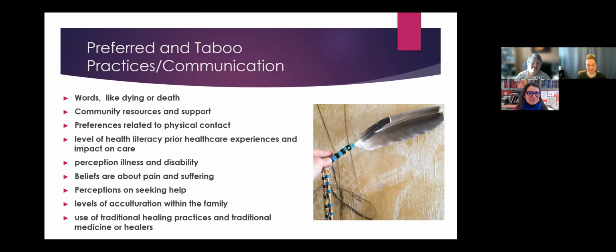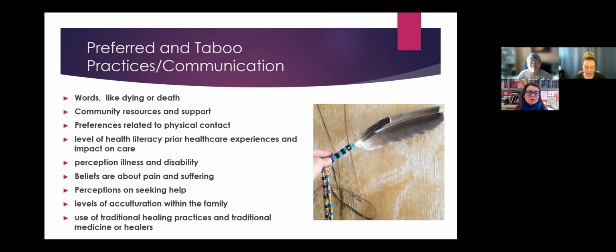So some other thoughts: community resources, preferences related to physical contact. If a procedure requires cutting of hair, it's important to be aware there may be a ceremony or a particular way that needs to happen. Speaking to people's level of literacy, and then understanding that they may have their own perceptions, such as diabetes comes from the clinic, I shouldn't have come here, and that you might have to deal with understanding there are different perspectives and have a dialogue and really create a genuine relationship around that.